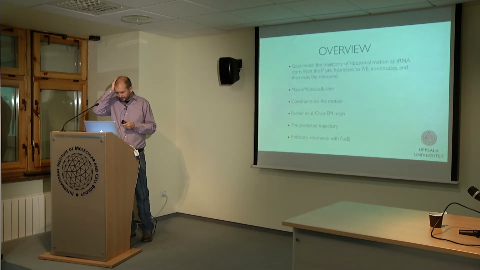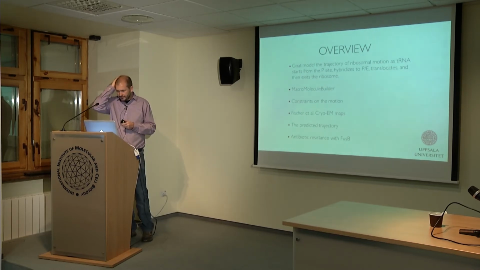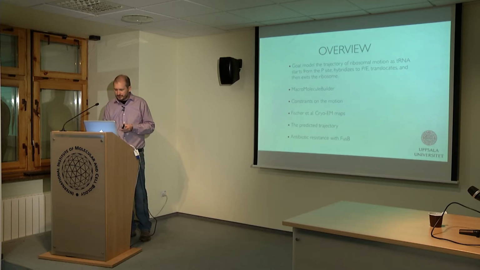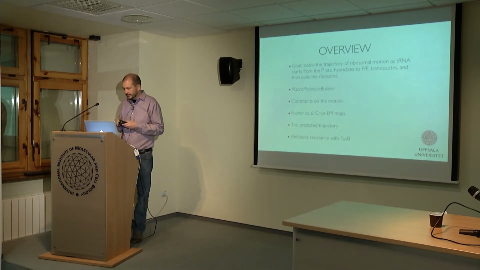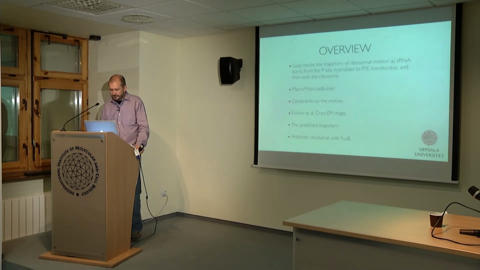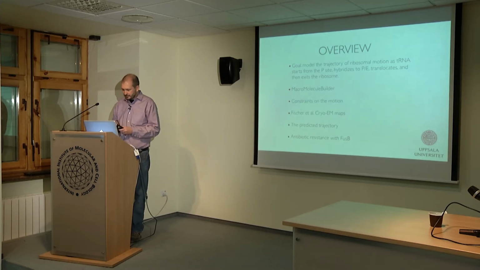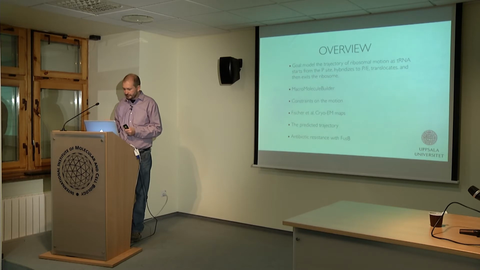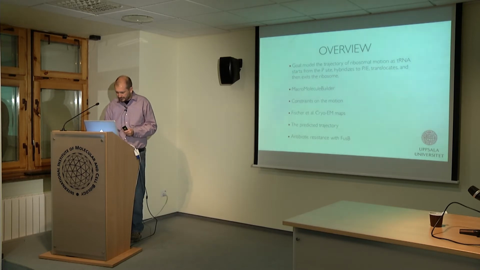So I'm going to start with an introduction of MMB, or Macromolecule Builder. Some of you that are in my tutorial have already seen a lot of this, so I'll probably be a little bit fast about that. Then I'm going to talk to you about the constraints that are available from various pieces of experimental data on the ribosome, and most importantly, these cryo-EM maps from the Stark lab. Lastly, I'll show you the predicted trajectory of translocation, and actually I'll probably skip the part about FusB.